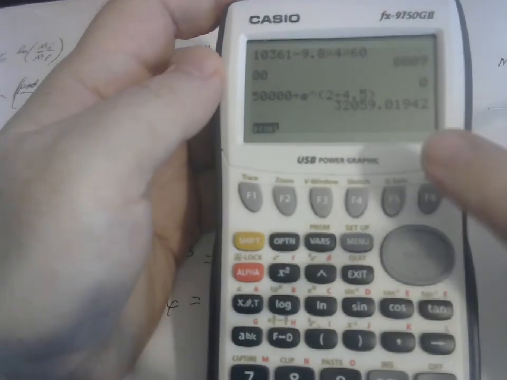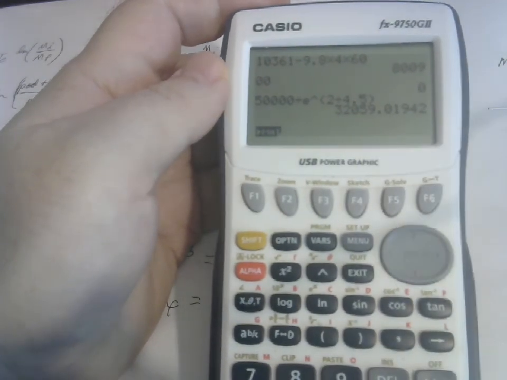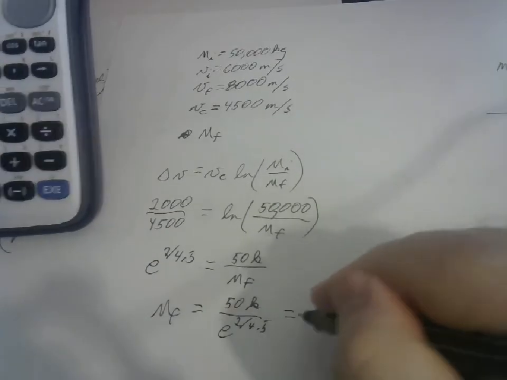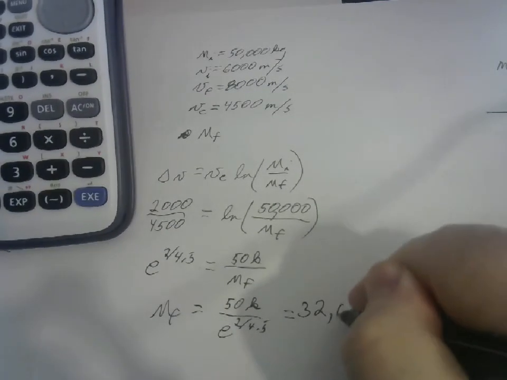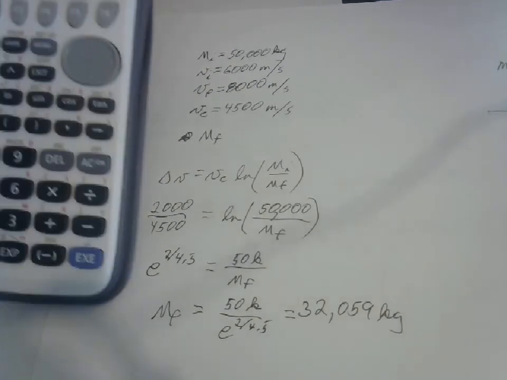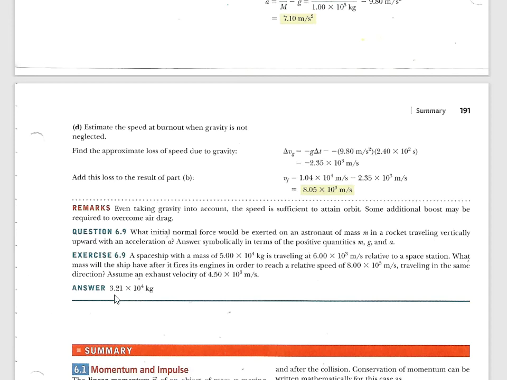So that looks like 50,000 divided by e to the power of parentheses 2 divided by 4.5, and I get 32,059 kilograms, which rounds up to 3.21 E4 kilograms.